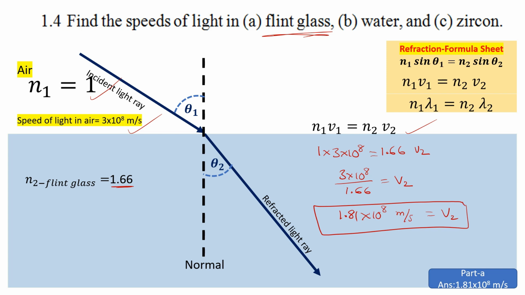Now the same thing, we can calculate for the water. For the water, the refractive index is given as 1.33, the same formula. So let me calculate: 3 multiplied by 10⁸ divided by 1.33, so it is 2.25 into 10⁸ meter per second.